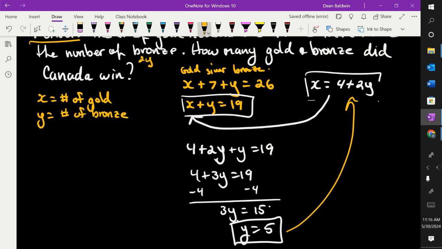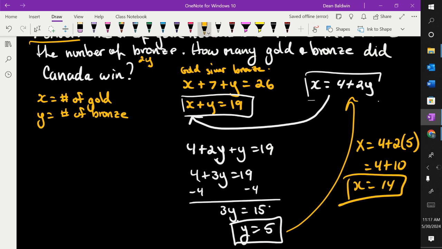Would it work if we did it with elimination? Yeah, you get the same answer. 4 plus 2 times Y, which is 5. 4 plus 10. So we won 14 gold medals. So we got 14 gold, 7 silver, 5 bronze.